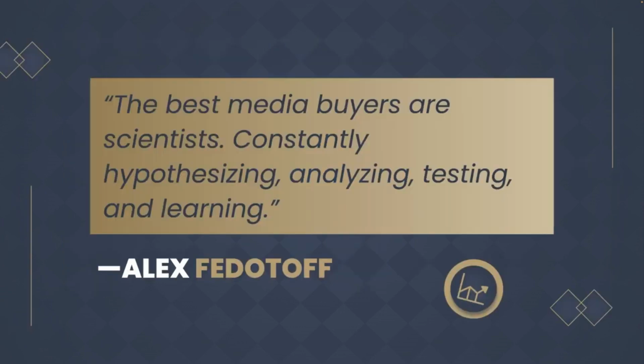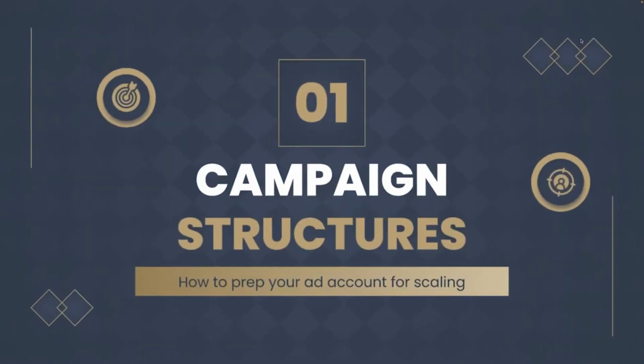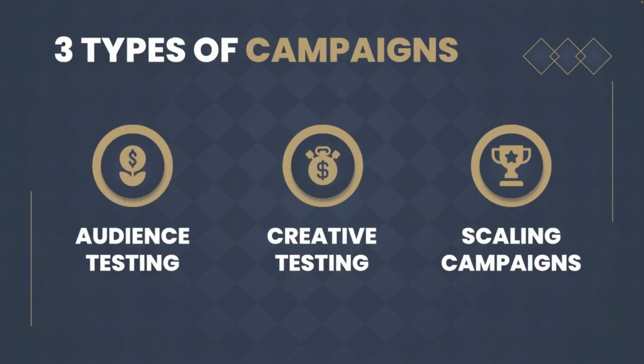And here's something I want you to keep in mind. The best media buyers on Facebook, they're like math scientists. You know, they're always testing, observing the data, making some conclusions from that data, and testing some more stuff. And this happens again and again. So let's start with campaign structures and how to prepare your ad account for scaling. So 3 types of campaigns I would recommend for you to have: audience testing, creative testing, and also scaling campaigns.